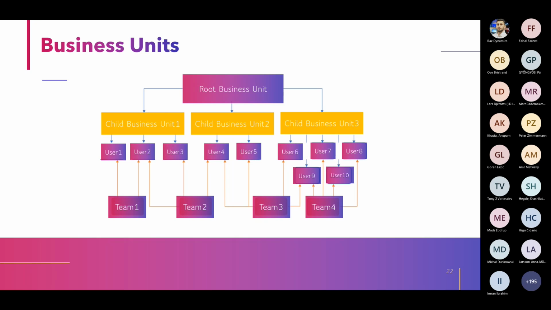In Dynamics 365, the business unit structure is like this. You have the top level root business unit, and then you have the child business units. You can see here there are 3 child business units. Underneath the child business units, for example, child business unit 1 has 3 users, child business unit 2 has 2 users, and the third has 3 users. Now users 1, 2, and 3 cannot access the information of users 4 and 5, because the security rules are tagged to the business units. That's why user 1, who is associated with a particular business unit, cannot access the information of business unit 2, and the same with business unit 3.